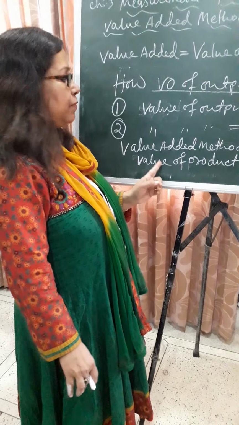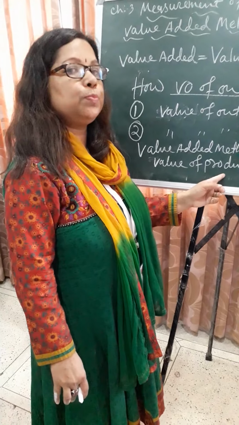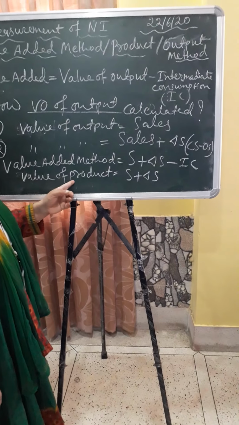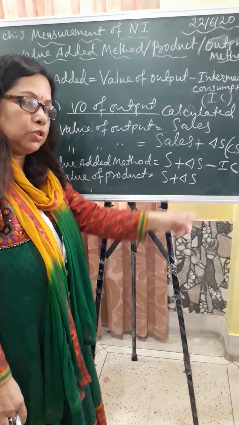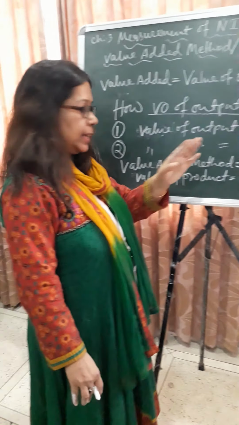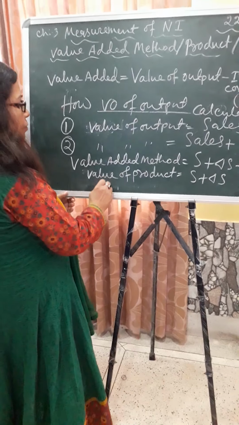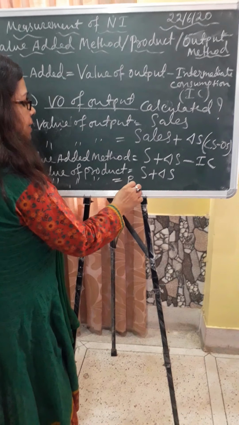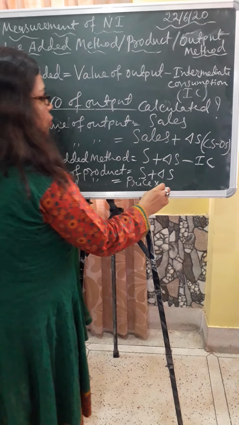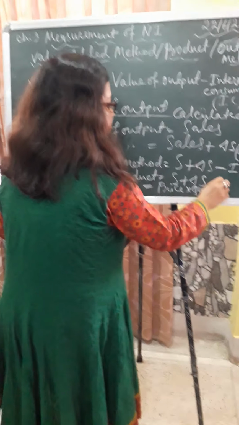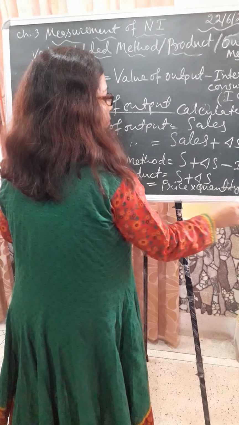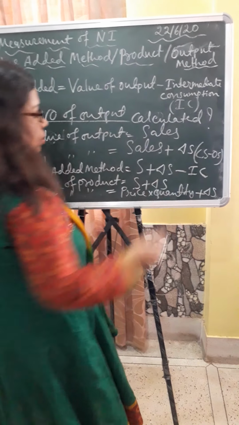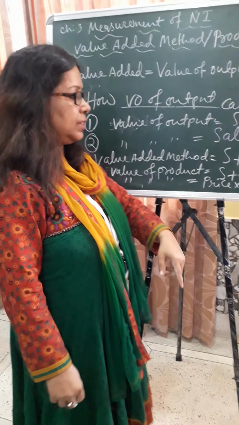Next I have written here value of product or value of output. How to calculate? Sales plus change in stock. So value of output is calculated as sales plus change in stock. And another way we can calculate value of product: value of product equals price into quantity, price into quantity plus change in stock. In what way?